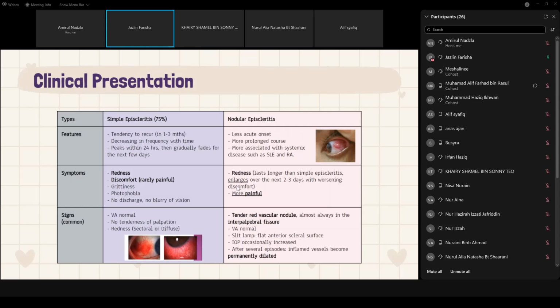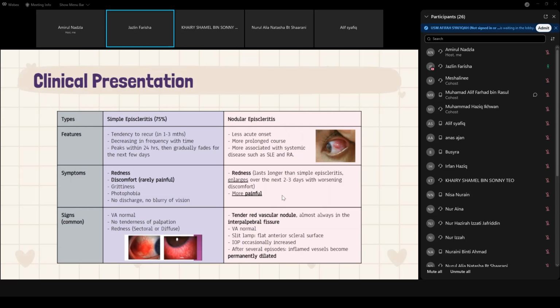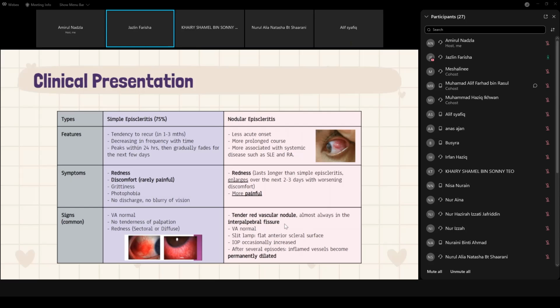The second type will be nodular episcleritis, which has a less acute onset but is more prolonged, and it is usually associated with systemic disease such as SLE or rheumatoid arthritis. The redness will last longer than simple episcleritis, and it will enlarge. The nodule will enlarge over the next 2 to 3 days with worsening of discomfort, and it is more painful than simple episcleritis. There will be tenderness as a sign, and it is almost always in the interpalpebral fissure.